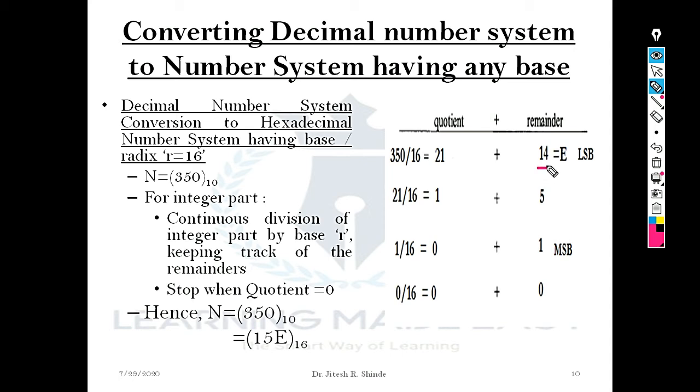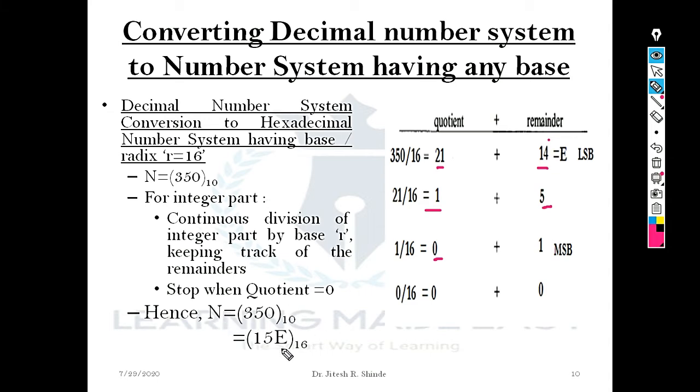This number is in decimal, and we want it to be represented in hexadecimal. In hexadecimal, the decimal 14 equivalent is E. Now again the quotient is not 0, so 21 divided by 16, quotient is 1. The remainder we are getting here is 5. The quotient is not 0, so 1 divided by 16, quotient 0, remainder here is 1. Since the quotient is 0, stop. Thus the decimal number 350 converted to hexadecimal is 15E.